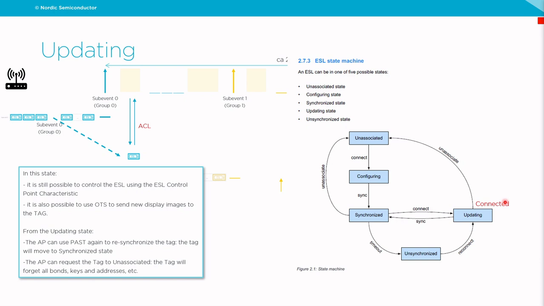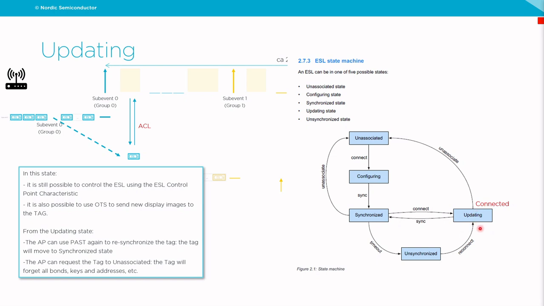After all these procedures, all these operations in the connection state are completed, the access point must notify that the update procedure has completed. And following that, the access point needs to trigger also the pass procedure to allow the tag to regain synchronization and move back to the synchronized state.